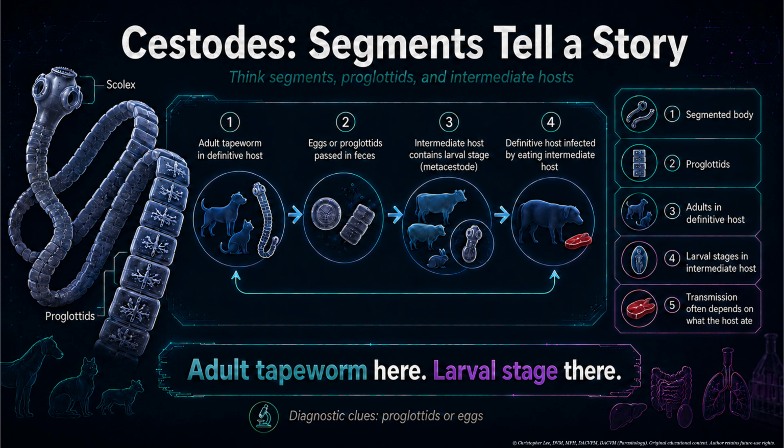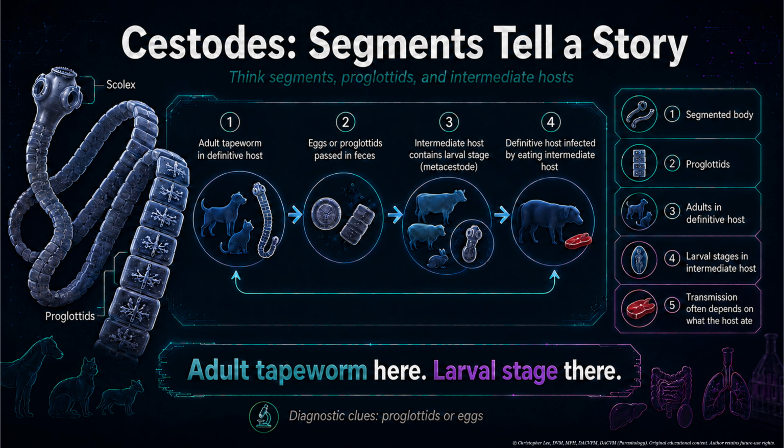For cestodes, think adult here, larva there. The adult tapeworm lives in the definitive host, where sexual reproduction occurs. Eggs or proglottids leave that host. An intermediate host then carries the larval or metacestode stage. The definitive host usually becomes infected by eating the intermediate host or its infected tissue. That pattern solves a lot of tapeworm logic.